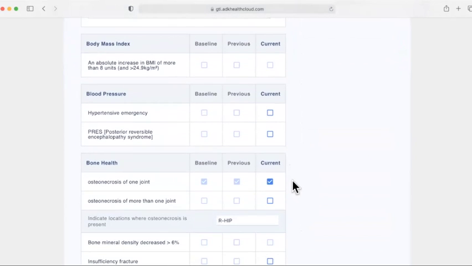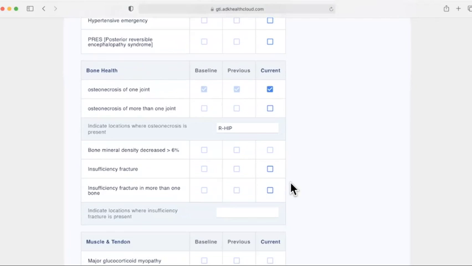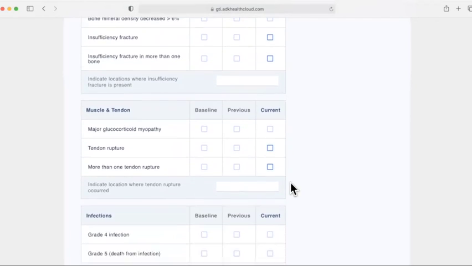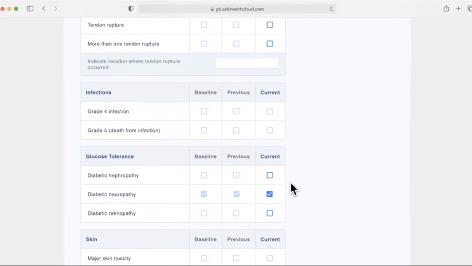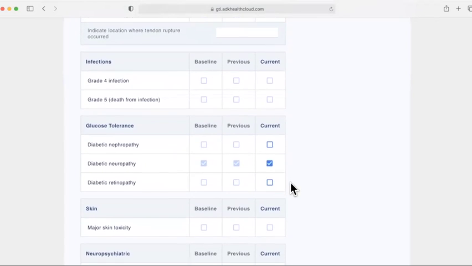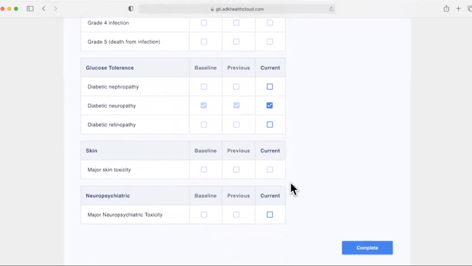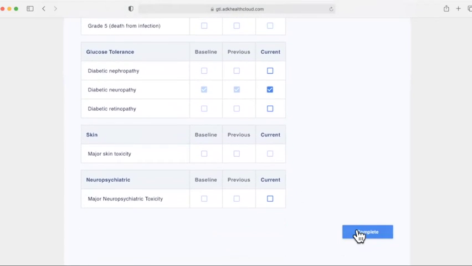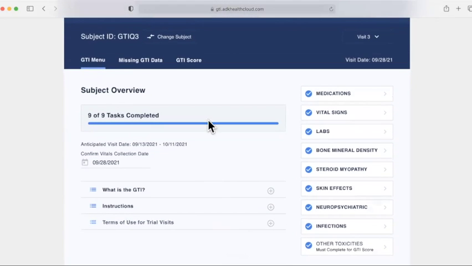The patient had cataracts at baseline, and those have been carried forward. Those, of course, are damaged. Even if they are removed, they remain in the GTI, although they don't affect the overall score. The diabetic neuropathy is carried forward automatically by the digital platform. So now all of the data for the GTI have been entered, and we can get the scores.